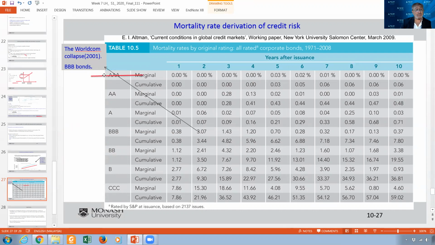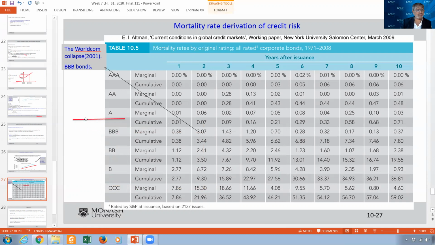And this is the marginal MMR. So if you can see, Triple A is 0, 0, 0, 0, no defaulting, which means the credit rating is right, actually, 0, 0, 0 here, 0.2, 0.3 in year 7, and then continue. But look at this Triple C from the first year, 7.86 defaulting. And it continues here in year 3, almost 18.6.